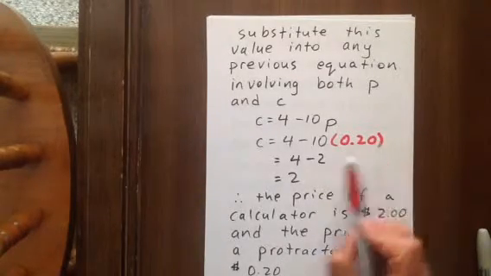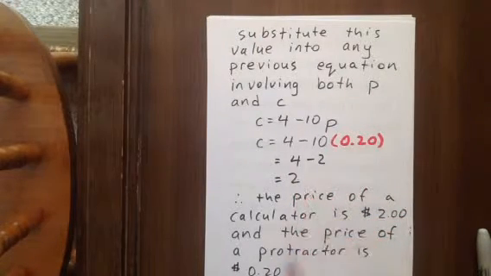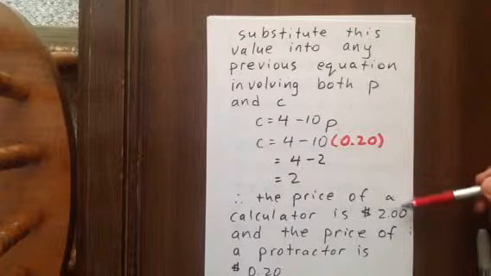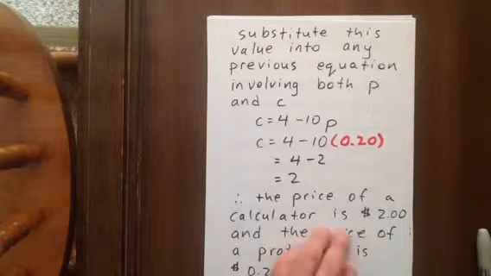Substituting in 0.20 for P gives us that C equals 4 minus 2, which is 2. And we've now established that the price of a calculator is $2 and the price of a protractor is 20 cents.